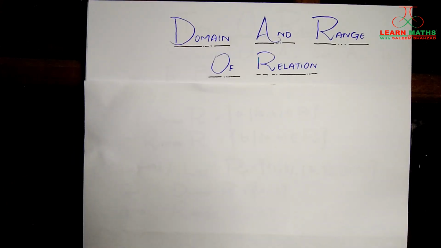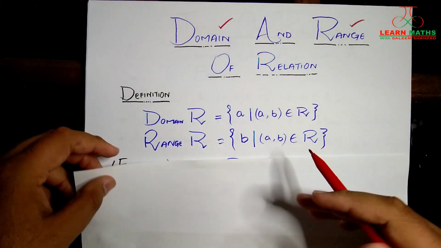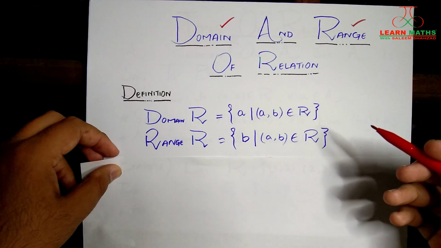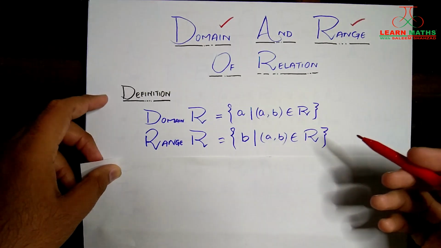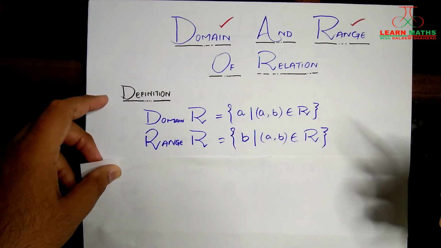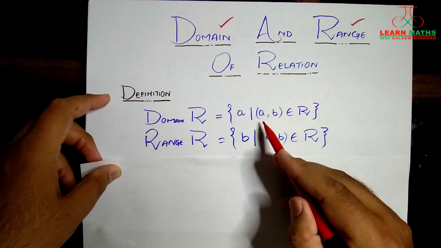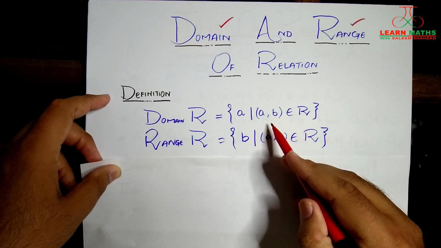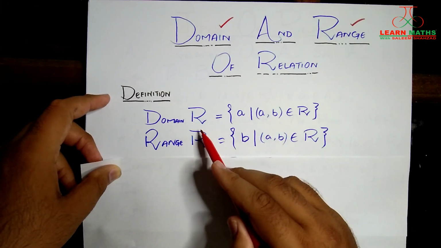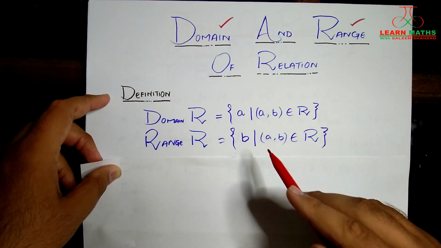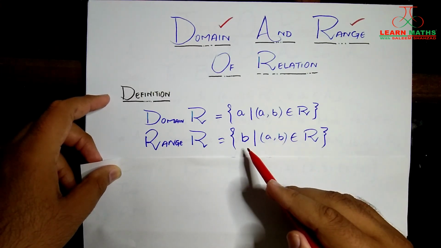And now we are going to talk about the domain and range of a relation. You know very well that a relation consists of ordered pairs that are taken from the Cartesian product. Now if you take the set of first elements of each ordered pair, that will give you the domain of the relation R. Similarly, if you take the second elements of each ordered pair, then you will get the range of the relation.